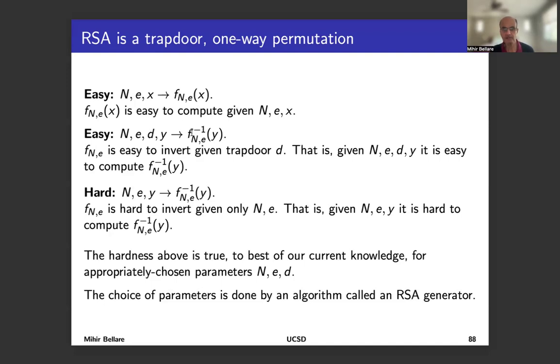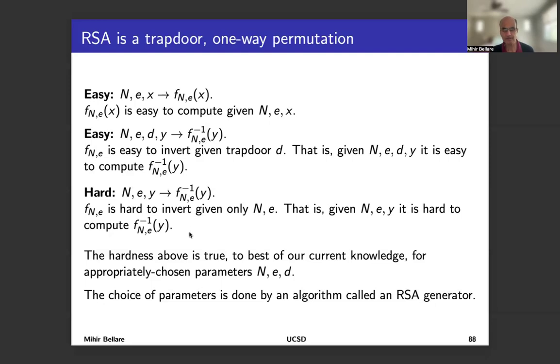If I asked you to compute the inverse function, f sub n,e inverse on some value y, and I give you modulus n, encryption exponent e, and of course y, but I also give you the decryption exponent d, then this is easy. Why is that? Because we gave the formula. This is y to the power d mod n, and that's again our modular exponentiation algorithm. So we viewed this operation also as being easy.